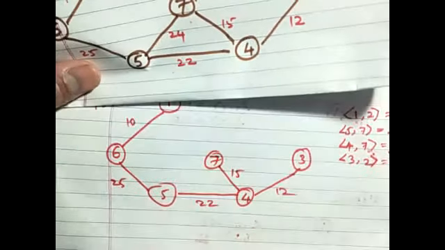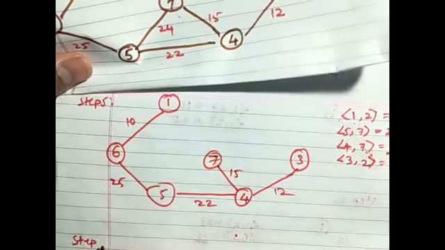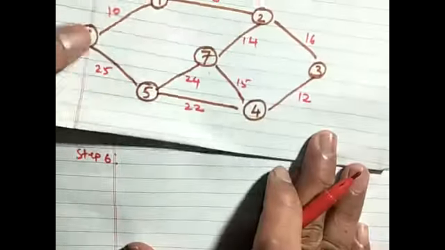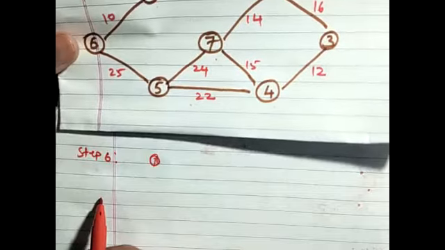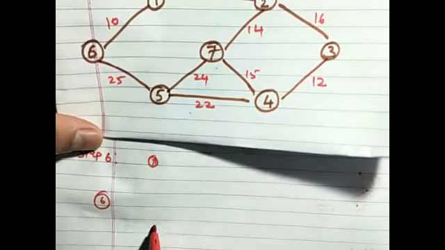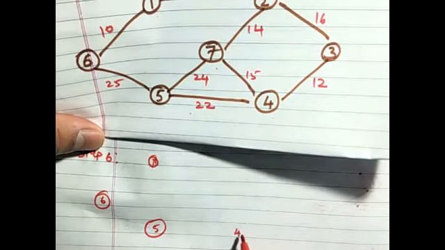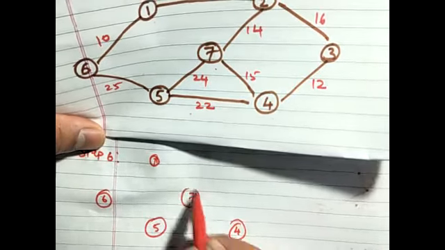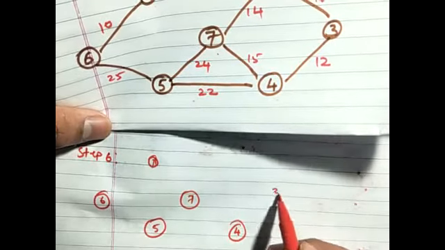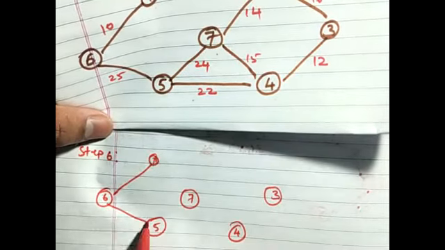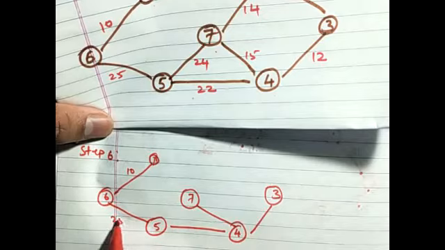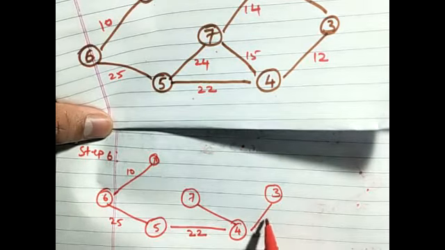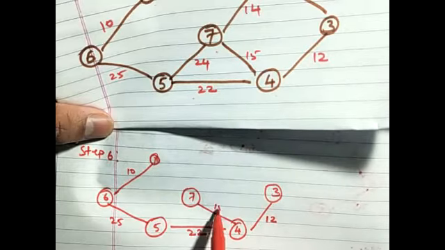Okay. Now, the next step, step 6, let us rewrite whatever we have earlier. That is 1, 6, 5, 4, 7, and 3. And the connected edges are like this: 10, 25, 22, 12, and 15.